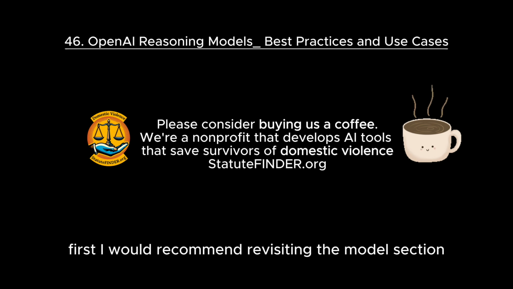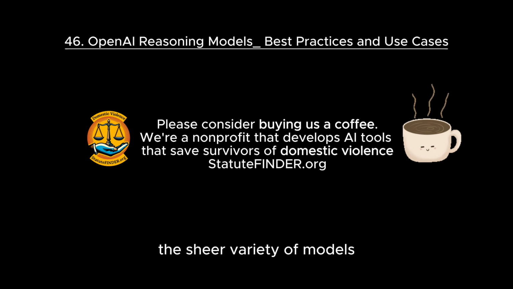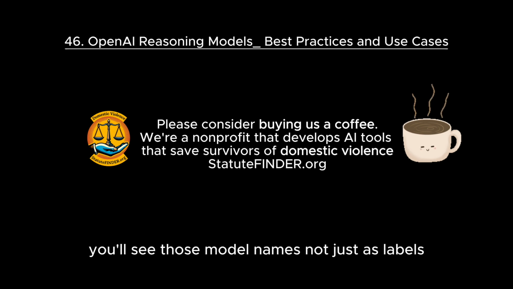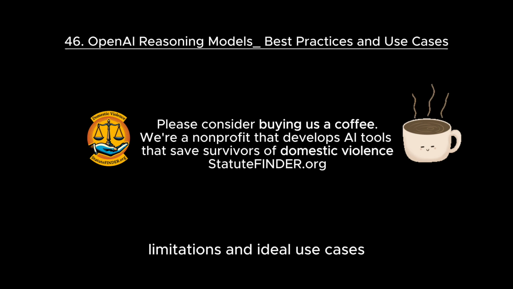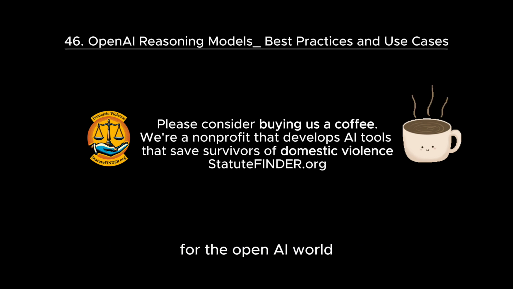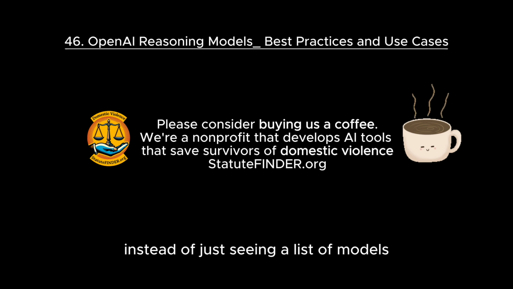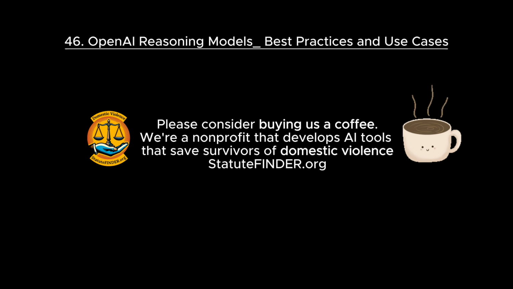First, I would recommend revisiting the model section. Remember that feeling of being overwhelmed by the sheer variety of models? Well, now you can read those descriptions with a much deeper understanding. You'll see those model names not just as labels, but as indicators of specific strengths, limitations, and ideal use cases. It's like we've unlocked a secret decoder ring for the OpenAI world. Instead of just seeing a list of models, we now understand what each one brings to the table. What other areas of the documentation would you highlight?